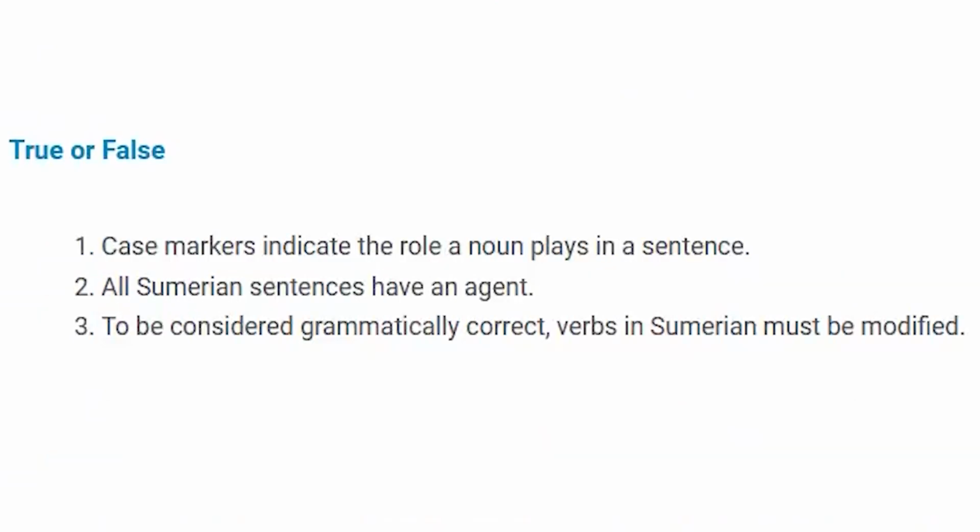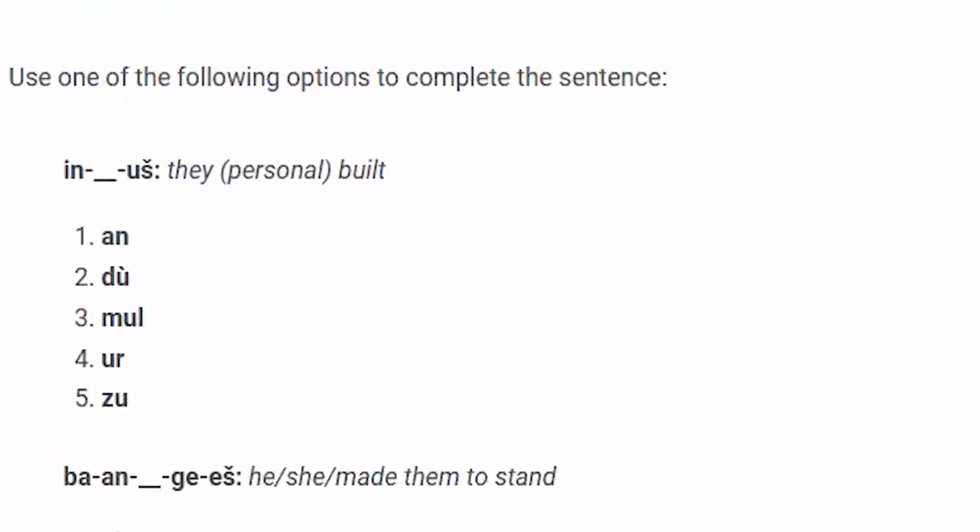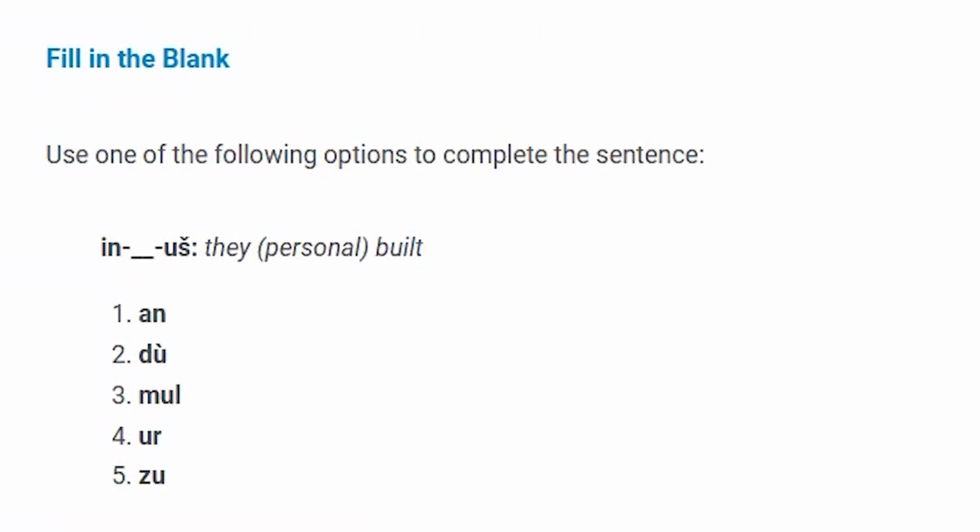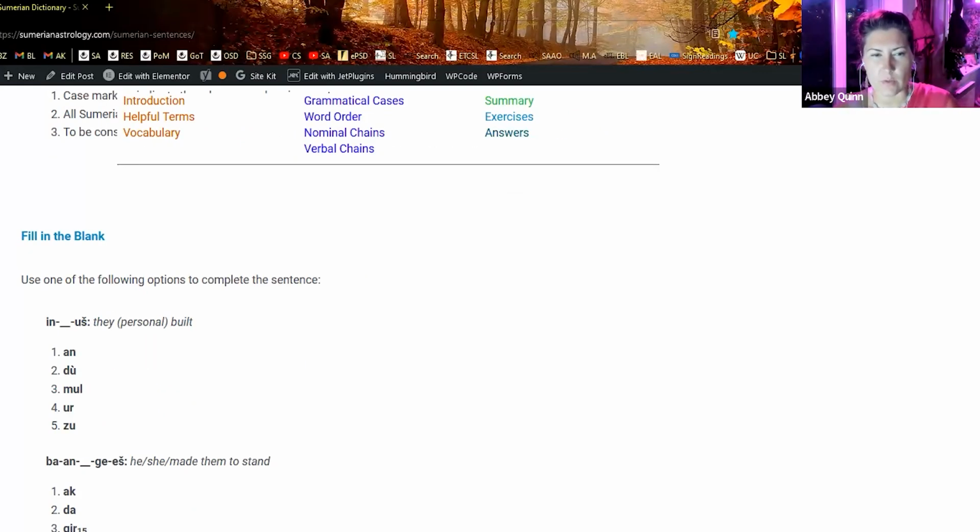Okay, true or false? Case markers indicate the role a noun plays in a sentence. All Sumerian sentences have an agent. To be considered grammatically correct, verbs in Sumerian must be modified. Fill in the blank. Use one of the following options to complete the sentence. I'm just going to read these to you with all of the options. So you can either just select a number for them, or you can possibly determine which one sounds more natural.